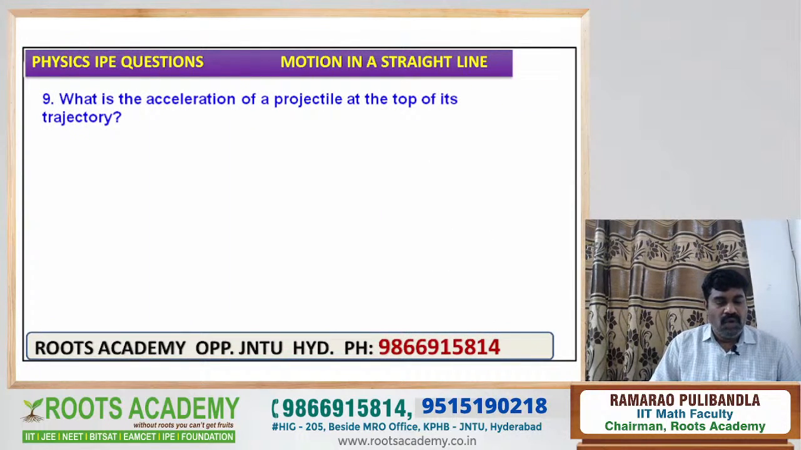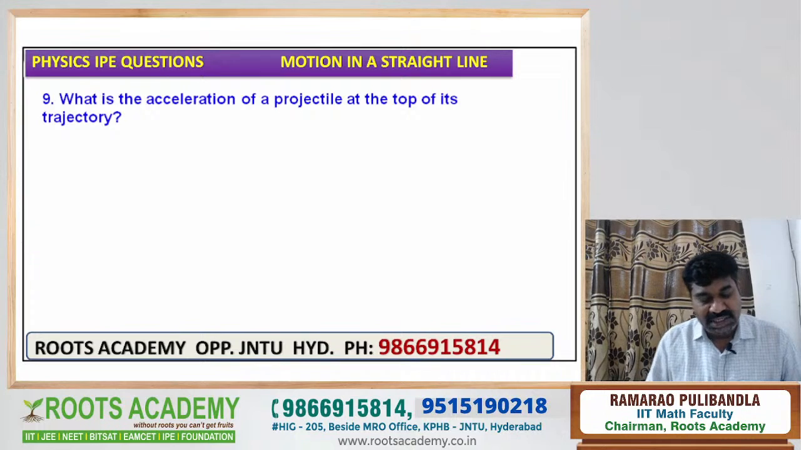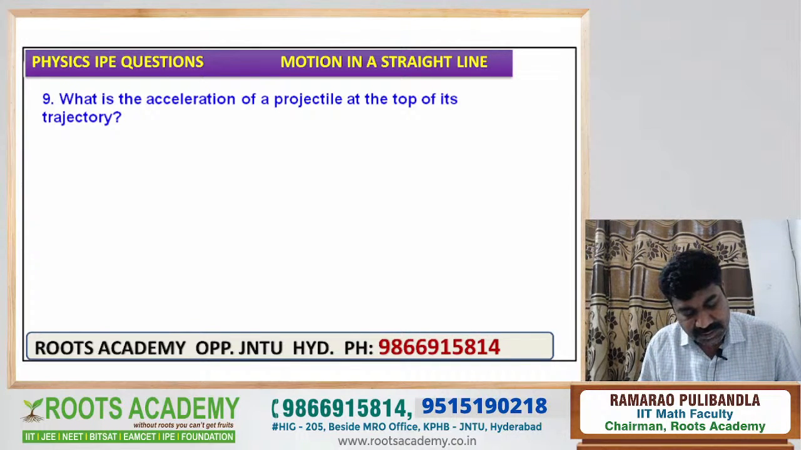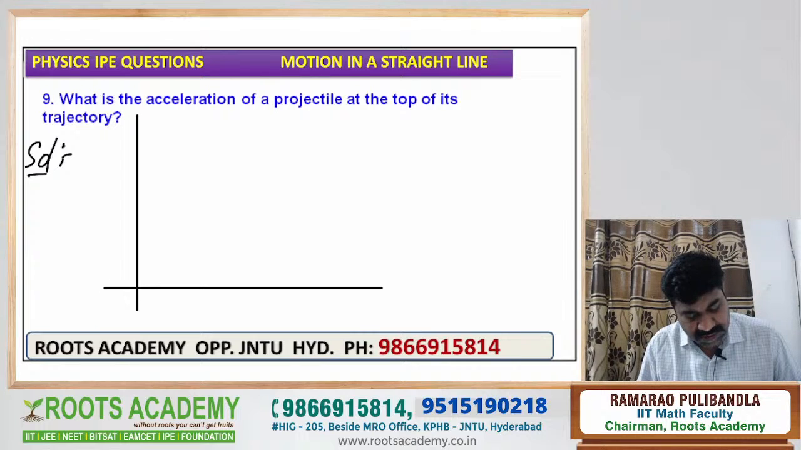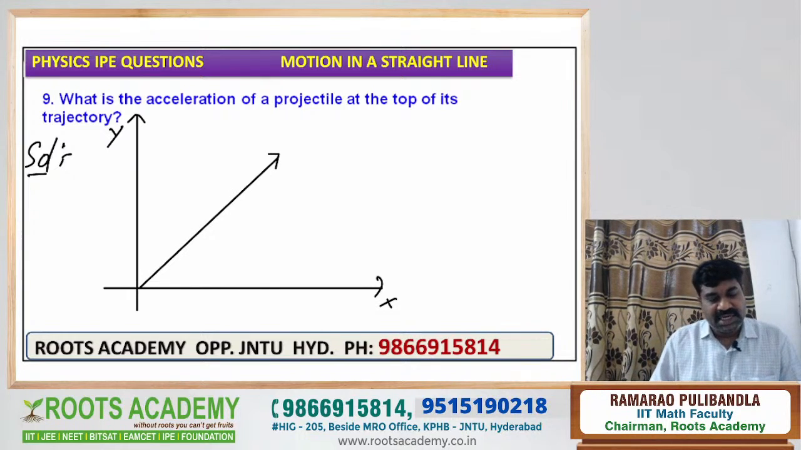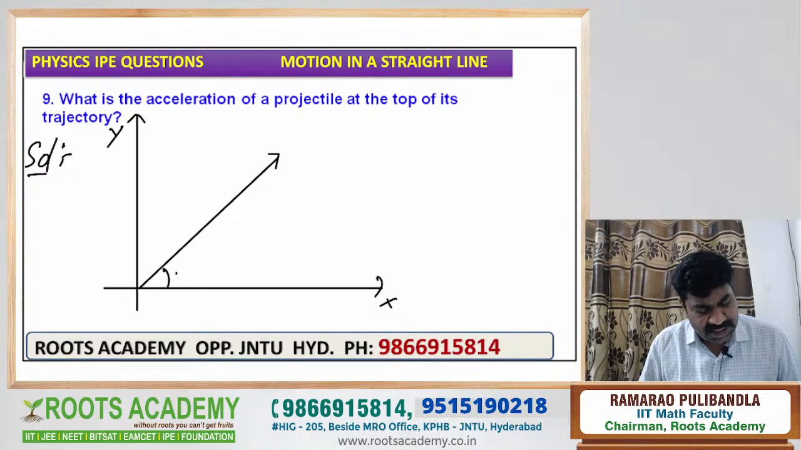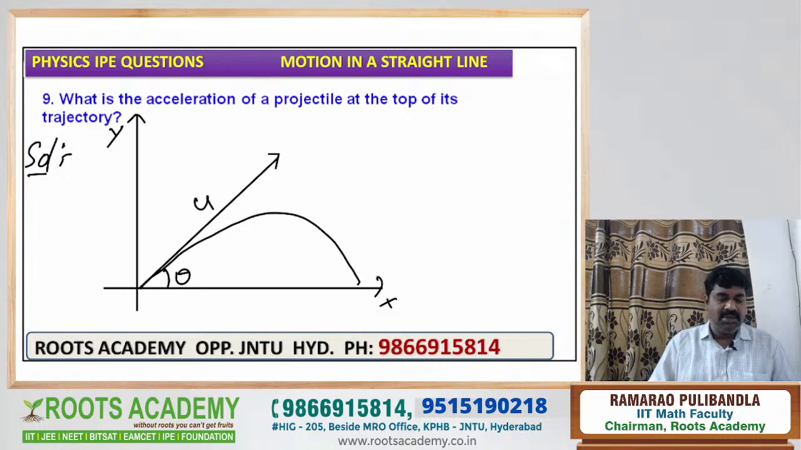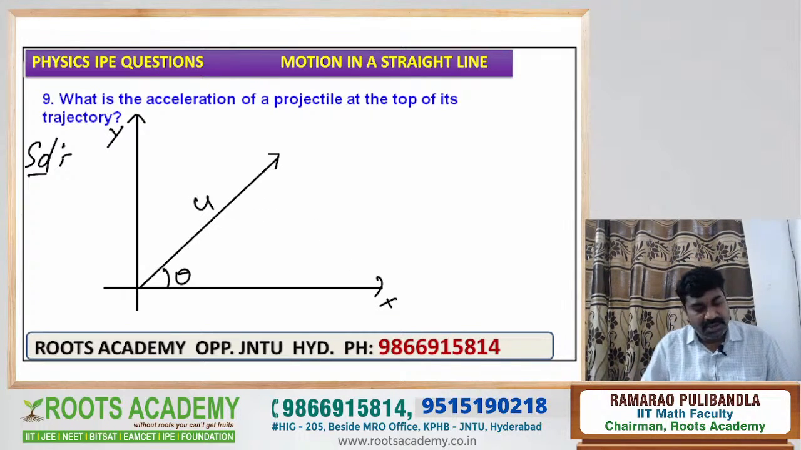Next one. What is the acceleration of the projectile at the top of the trajectory? Here, first of all, this is the y-axis and this is the x-axis, x and y. If a body is projected at an angle theta with initial velocity u, then the path of the body is a parabola.